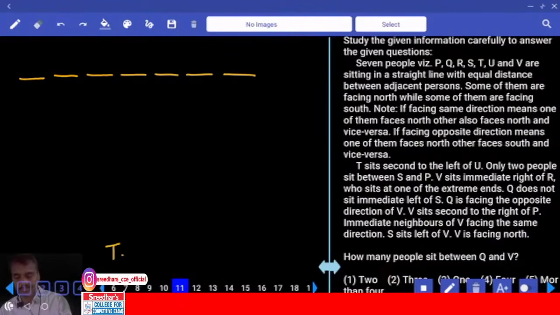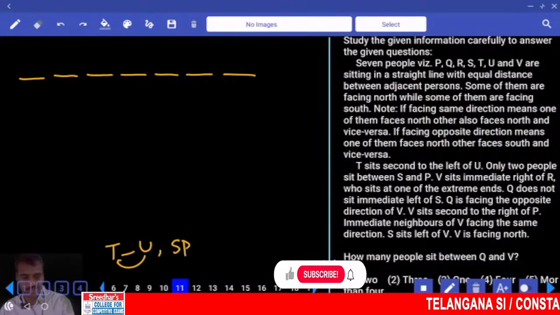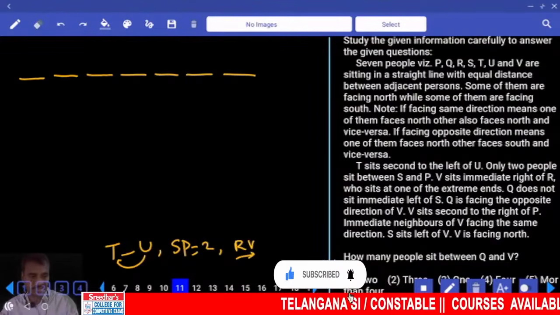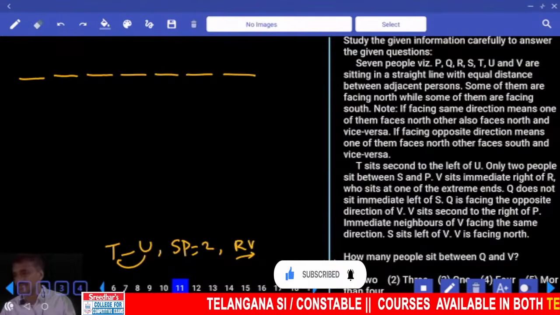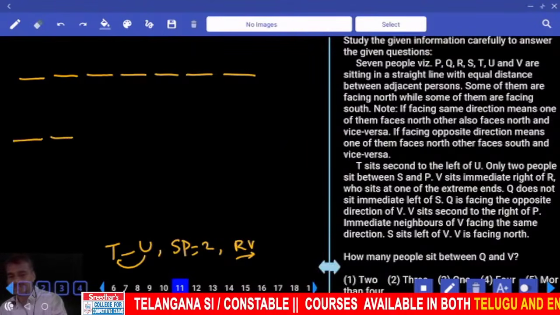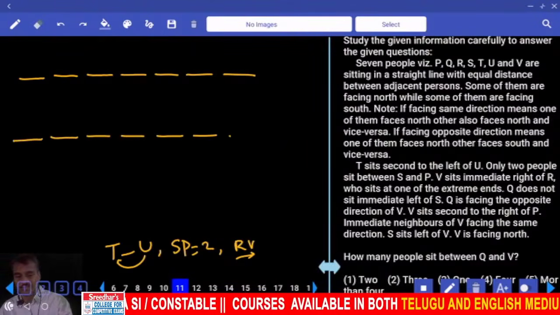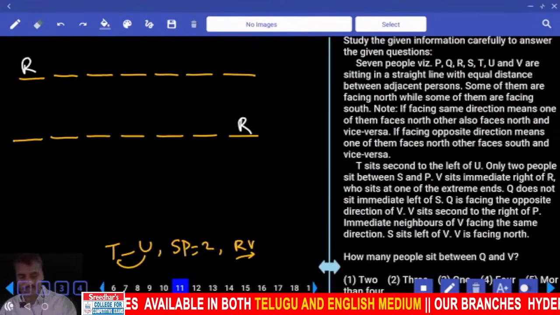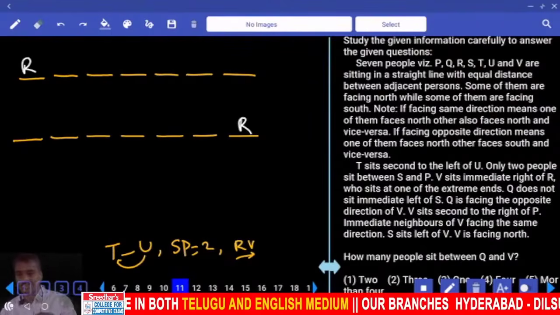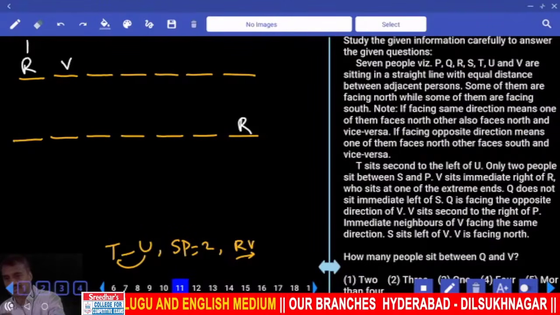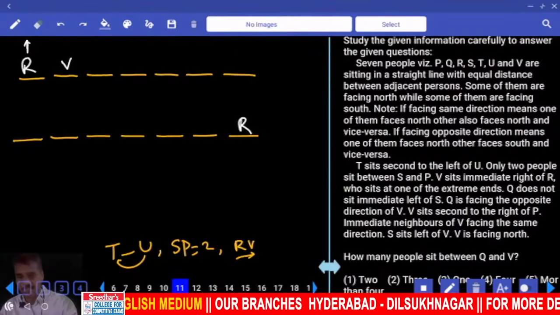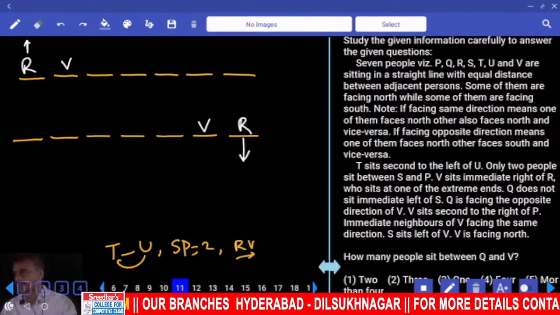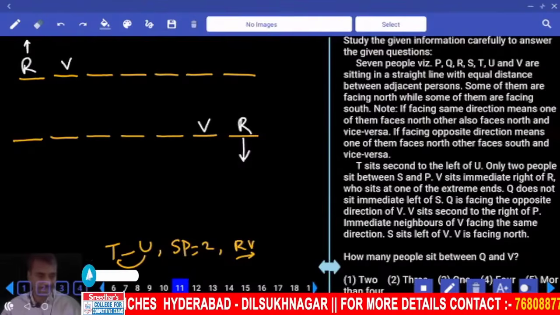Now T sits second to the left of whom? U. Then only 2 people between S and P. And V sits to the immediate right of R. R sits at one of the extremes. How many possibilities do we have? 2 possibilities. R can be either at the left extreme or at the right extreme. R is towards north, V is to the immediate right of R. R is towards south, V sits to the immediate right of R.